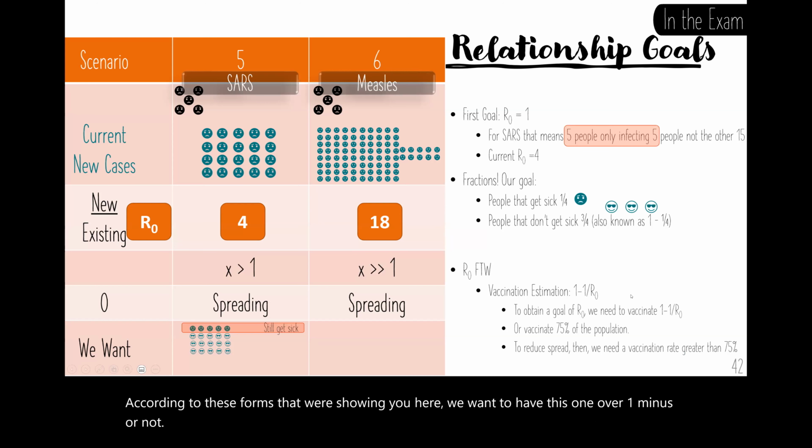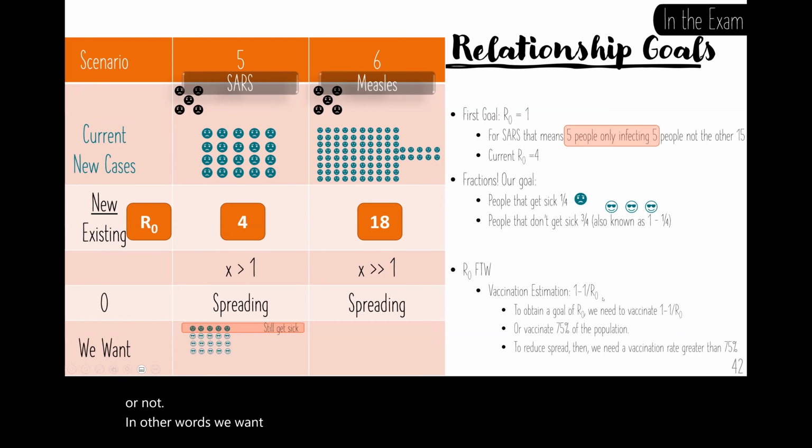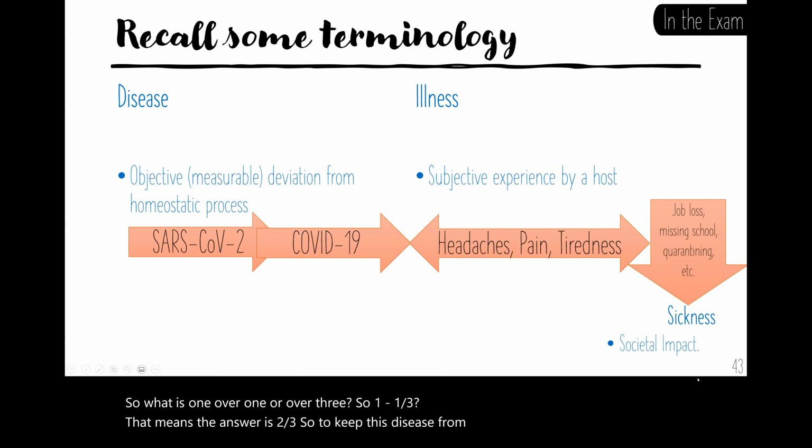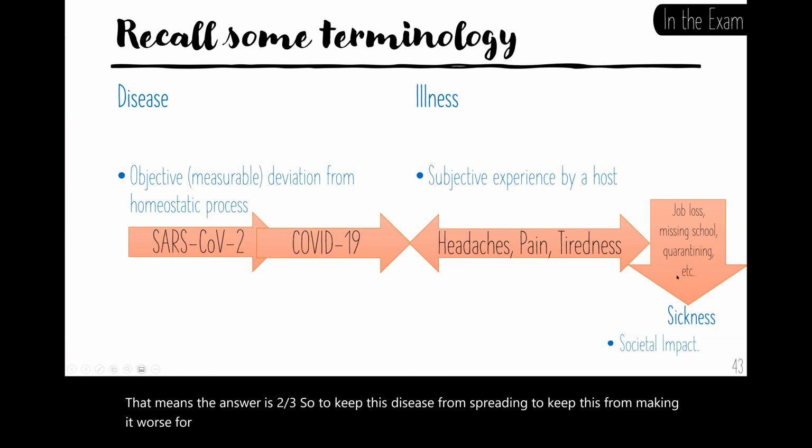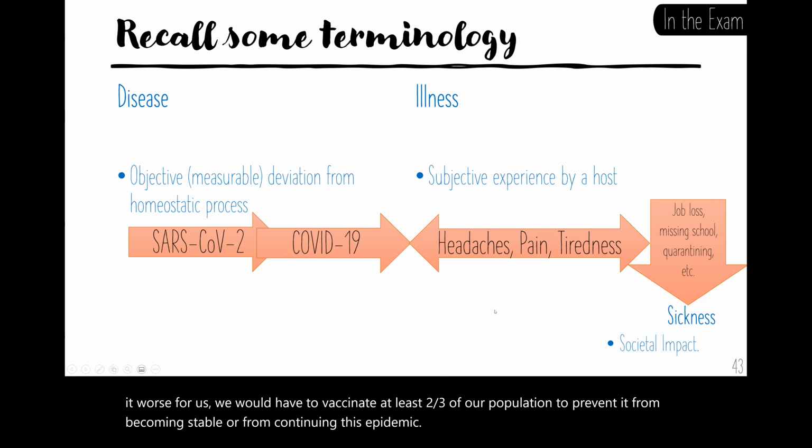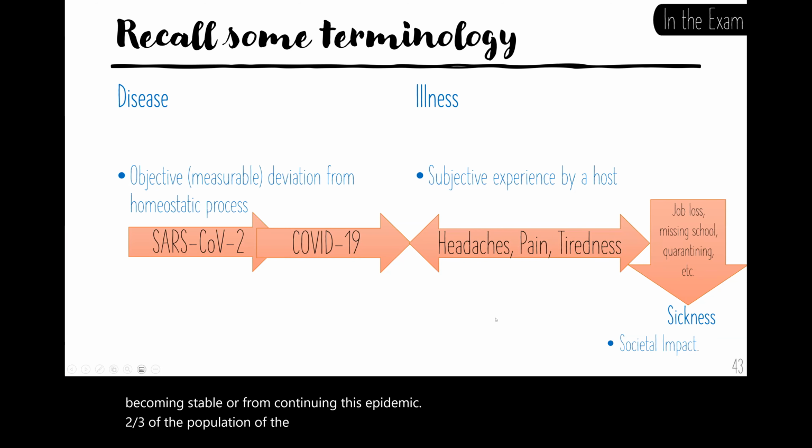In other words, we want to keep it from spreading. So what is 1 over 1 over 3? So 1 minus 1/3. That means the answer is 2/3. So to keep this disease from spreading, to keep this from making it worse for us, we would have to vaccinate at least 2/3 of our population to prevent it from becoming stable or from continuing this epidemic. 2/3 of the population of the world would have to be protected, basically.